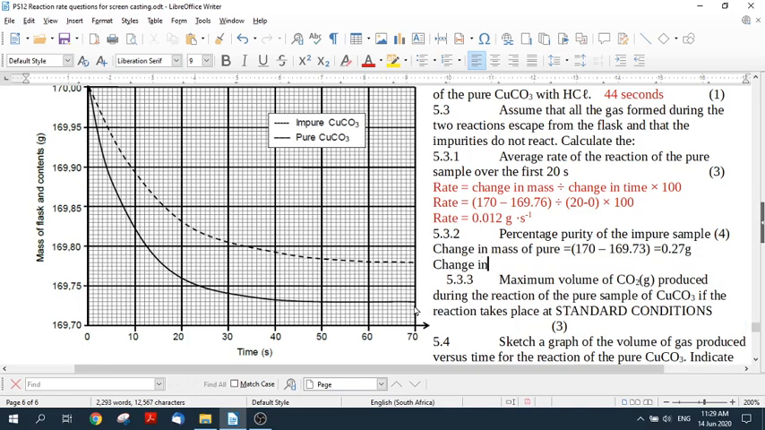Then we find the change in mass of the impure, and it also, remember, started with 170, and we're going to take away 169.75767778, 169.78, which is going to be 0.22 grams. Okay, so then this is the mass of carbon dioxide produced of the impure one, and this is the pure one. So this is the theoretical maximum, 0.27 grams, and this is how much we did produce.